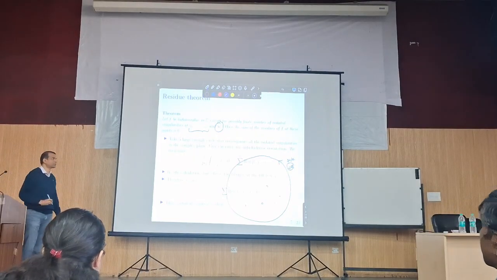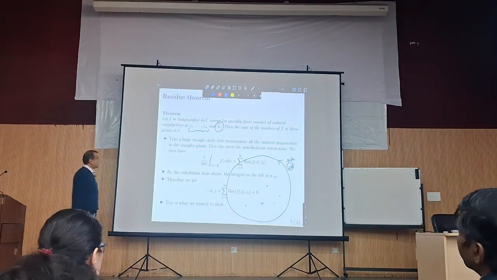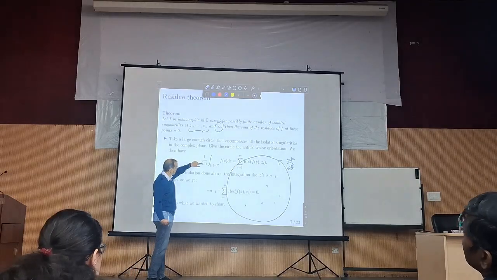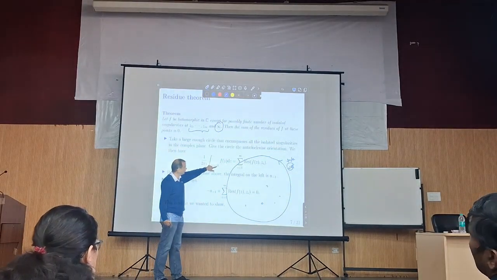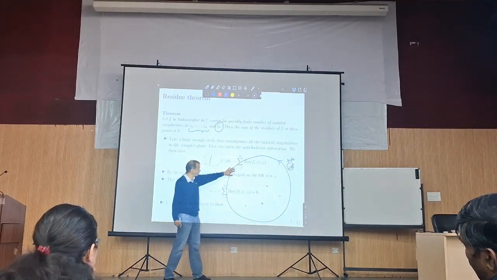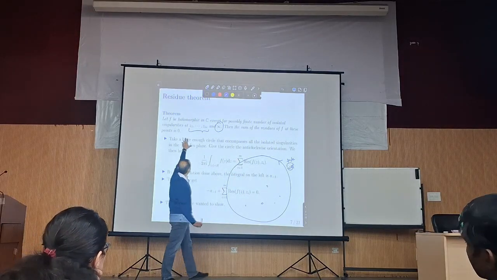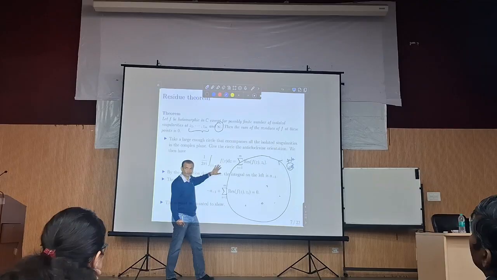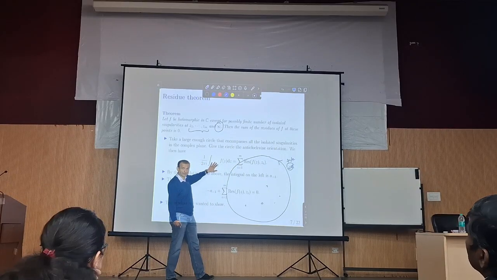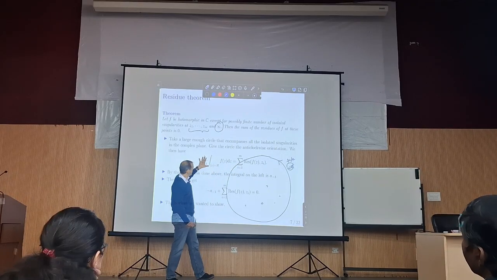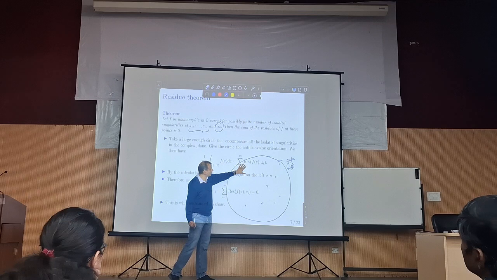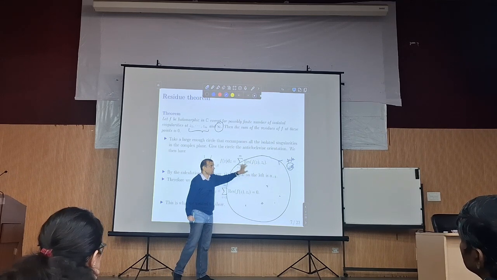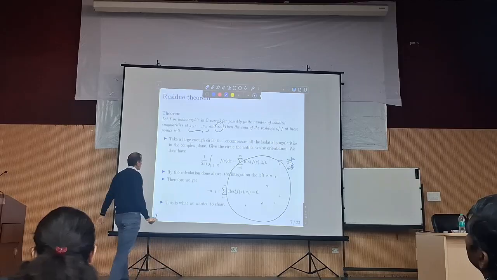That's a positive orientation. Okay? So then we have the following: 1 over 2 pi i, the integral over mod z is equal to r of f of z dz, is equal to the sum. These are all finite, z1, z2 up to zn. This is just Cauchy's theorem. And this integral is equal to the sum of the residues at each of these finite poles. Okay?